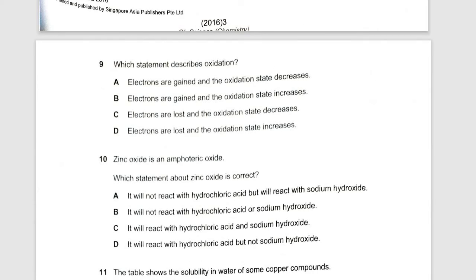Option number A. Now question number 9: which statement describes oxidation? Okay, oxidation has several definitions.